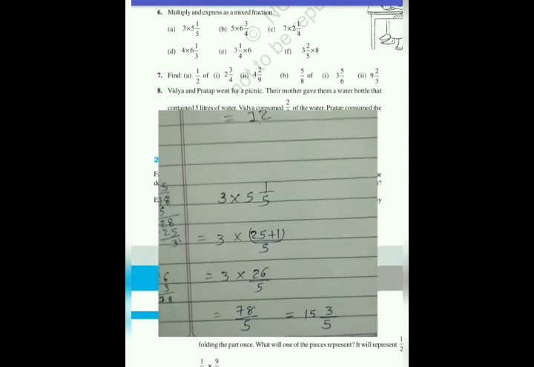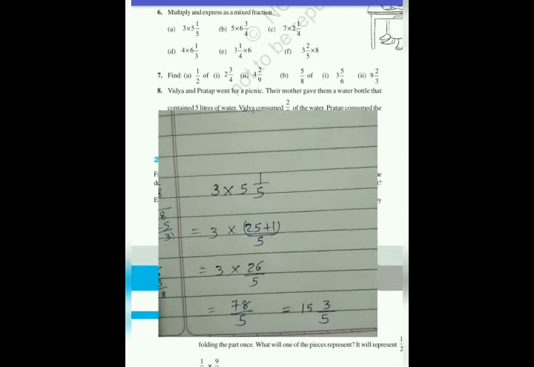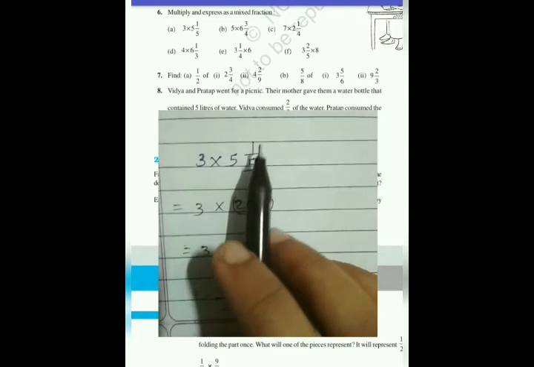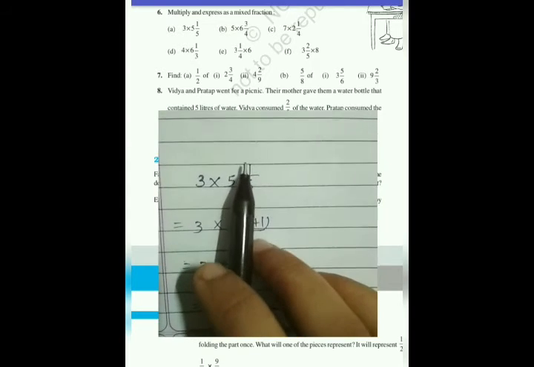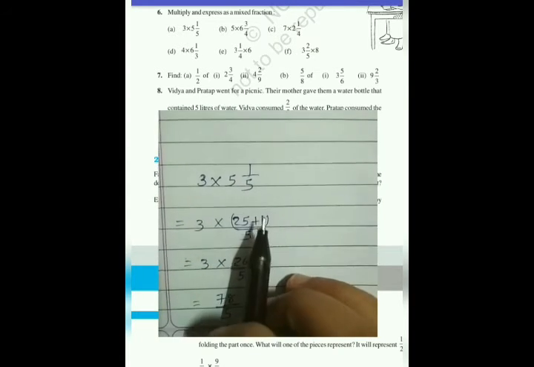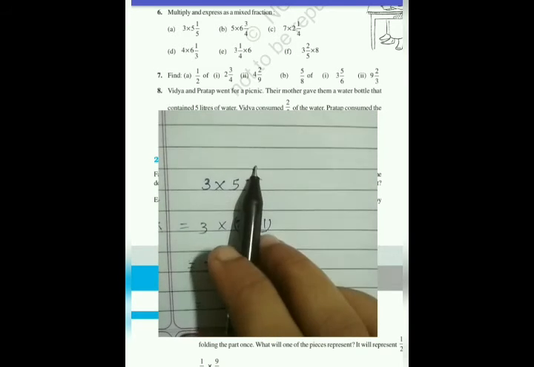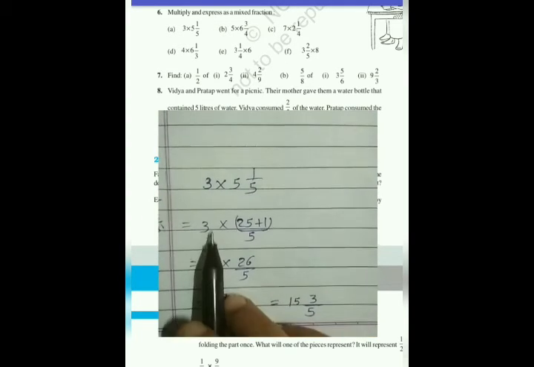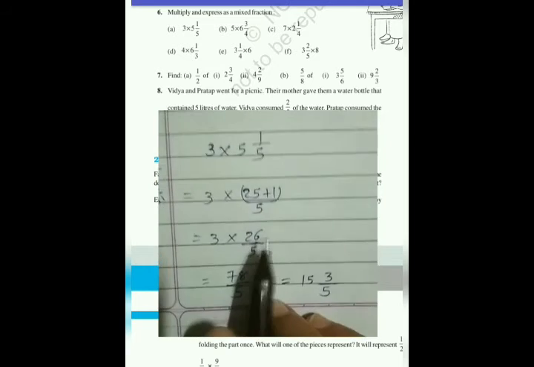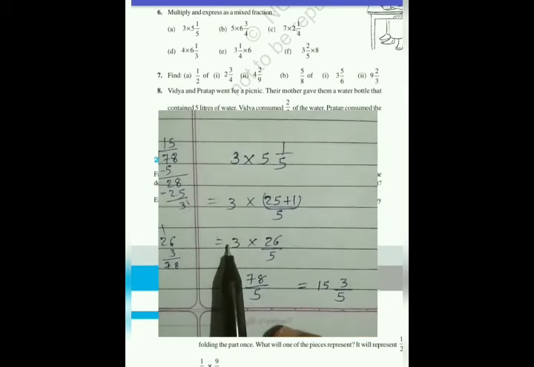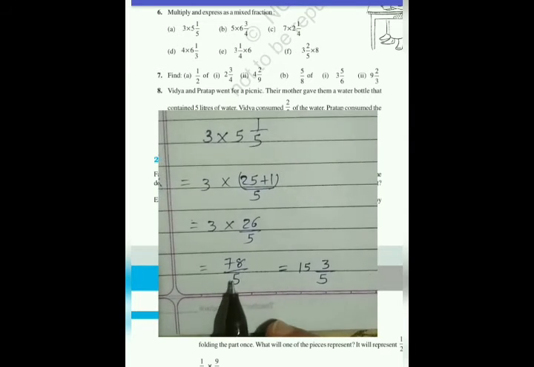Now we take our next example. Multiply and express as a mixed fraction. Here is our question. 3 multiplied by 5 1 by 5. So first of all we convert the mixed fraction into a fraction. So 3 as it is. 5 5s are 25 plus 1 divided by 5. So 3 as it is. 25 plus 1 is equal to 26 divided by 5. First of all we multiply 26 by 3. So 26 3s are 78 by 5.